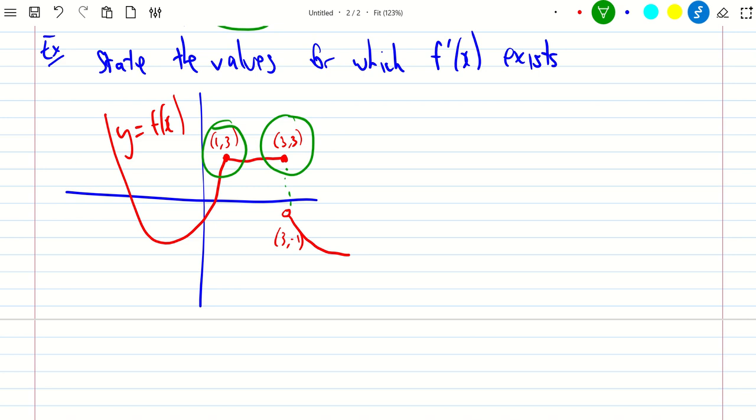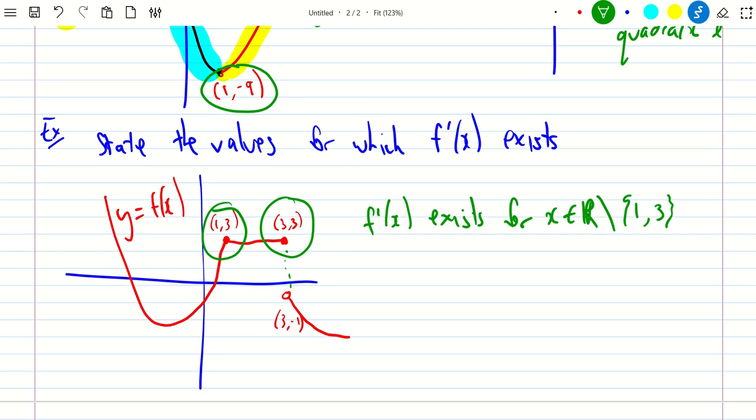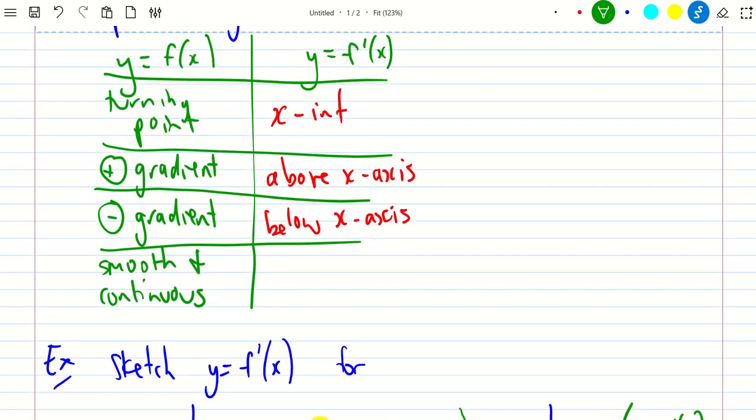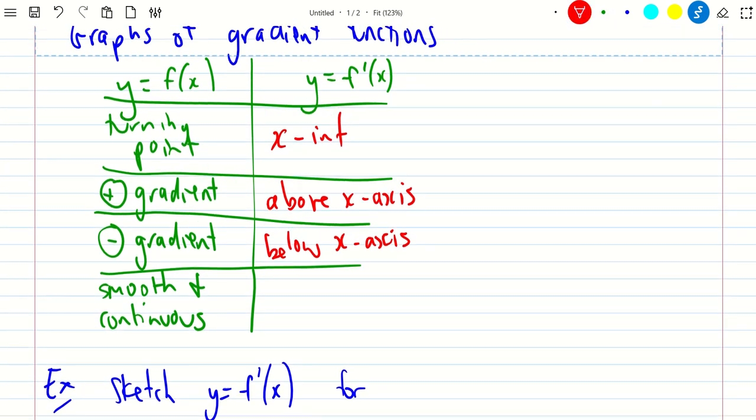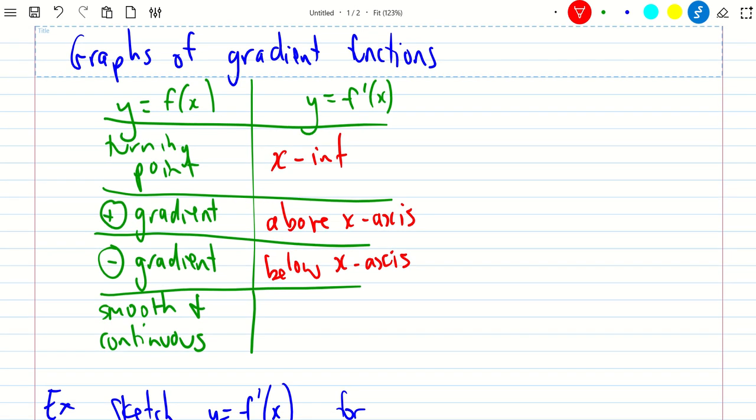So where does the gradient exist? f dash of x exists for x, all real values, but not the point x equals 1 and not the point x equals 3. It's not defined for those 2 points. Okay, hopefully that makes sense. So basically, coming back to my original table, if y equals f of x is smooth and continuous, then the derivative exists.